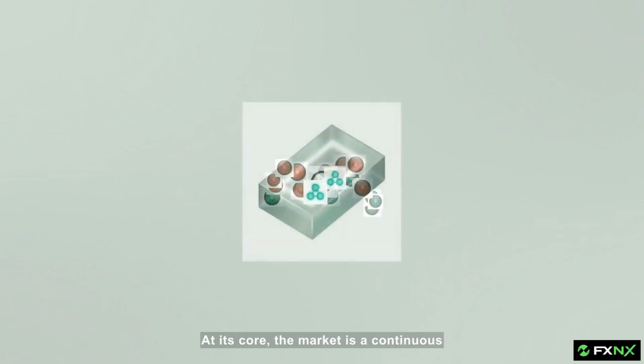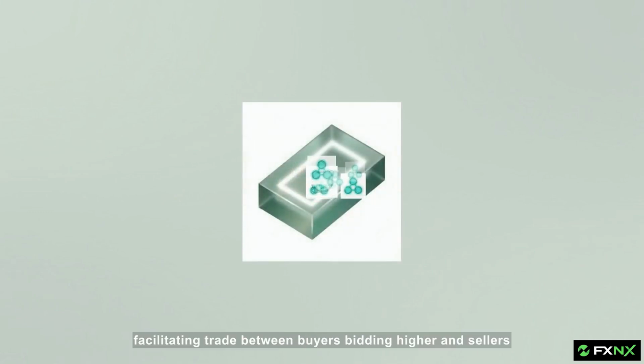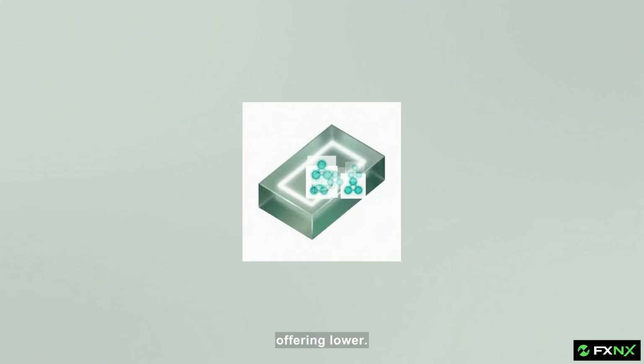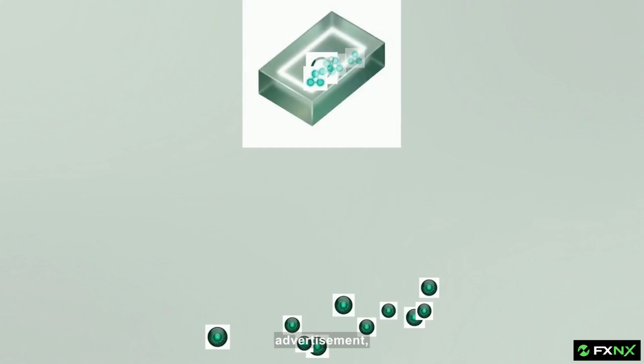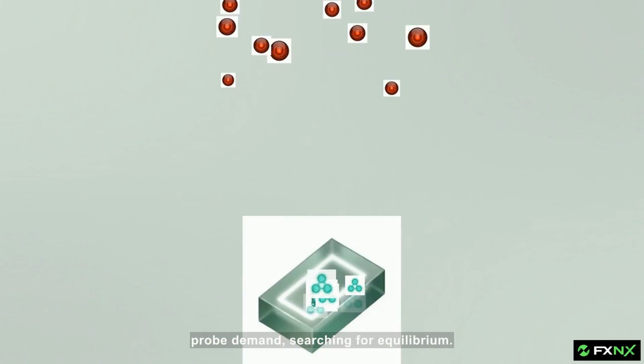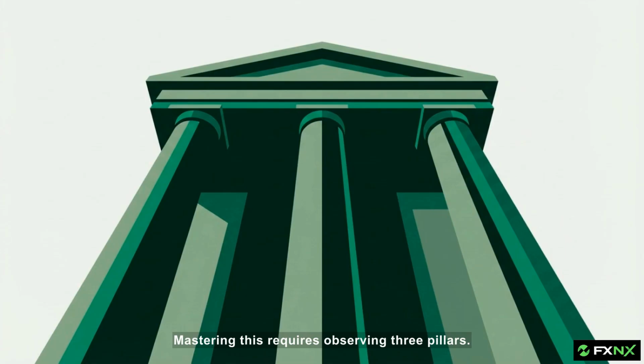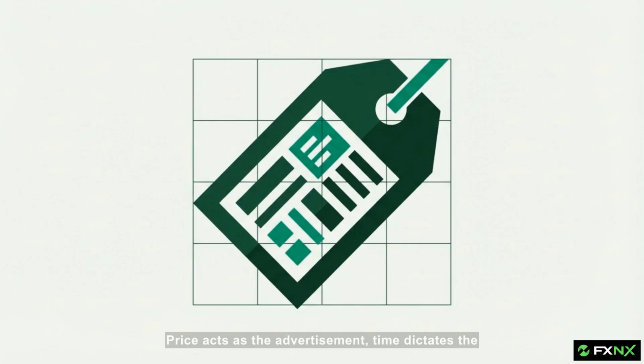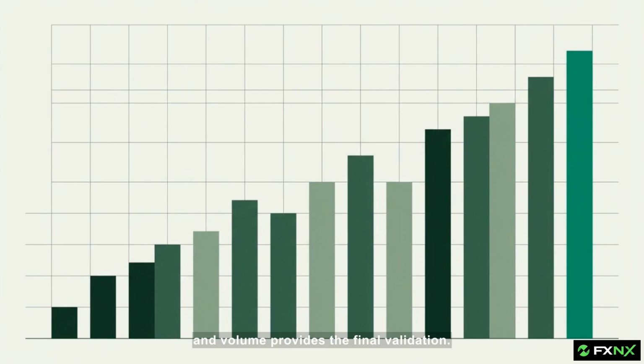At its core, the market is a continuous dual auction, facilitating trade between buyers bidding higher and sellers offering lower. To find a counterparty, price acts as an advertisement, moving up to test supply and down to probe demand, searching for equilibrium. Mastering this requires observing three pillars. Price acts as the advertisement, time dictates the opportunity, and volume provides the final validation.